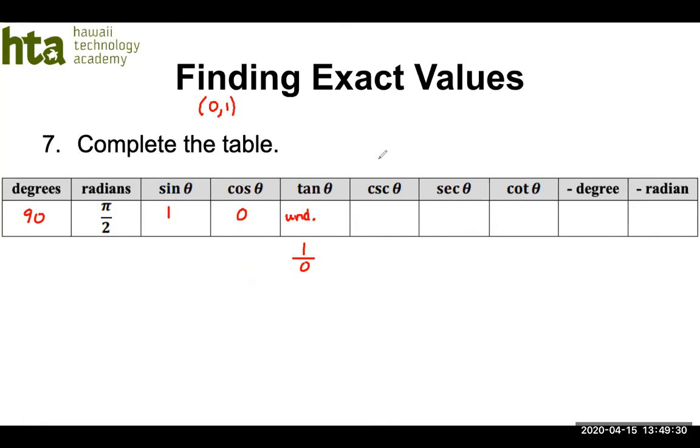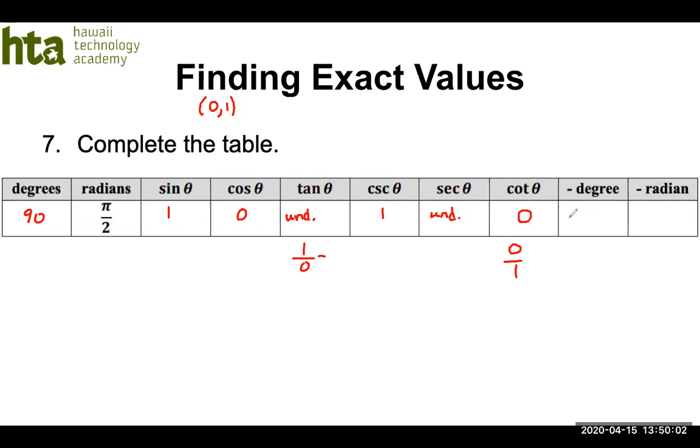Cosecant is 1 over sine, so 1 over 1 is 1. Secant is 1 over cosine, 1 over 0, undefined. Cotangent is the reciprocal of tangent. Well, if 1 over 0 was tangent, then that means 0 over 1 is cotangent. And that would mean 0. Cotangent, it would be 0.